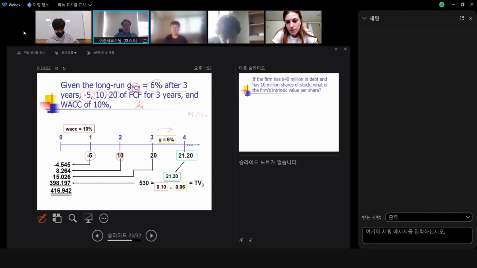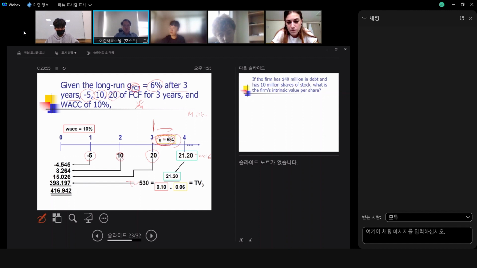And at the end of third year, we forecast $20,000,000 of free cash flow. And then we assume that free cash flow grows at 6%, right? Then this is the terminal value. So 21.2 can be calculated by 20 times 1.06, right?